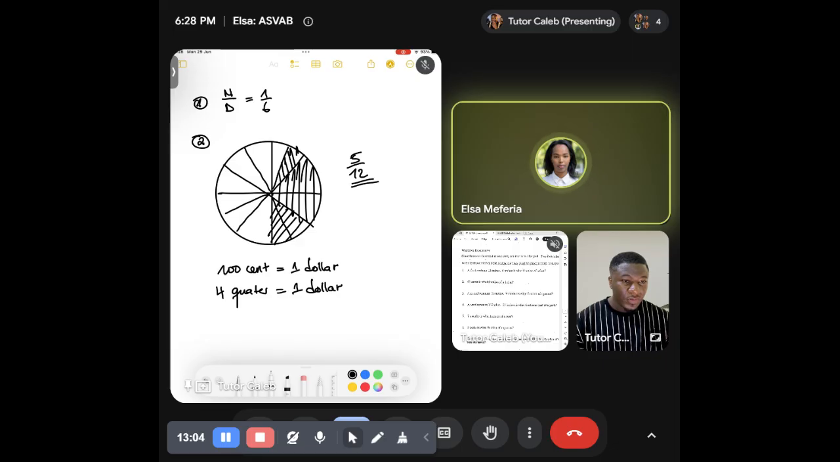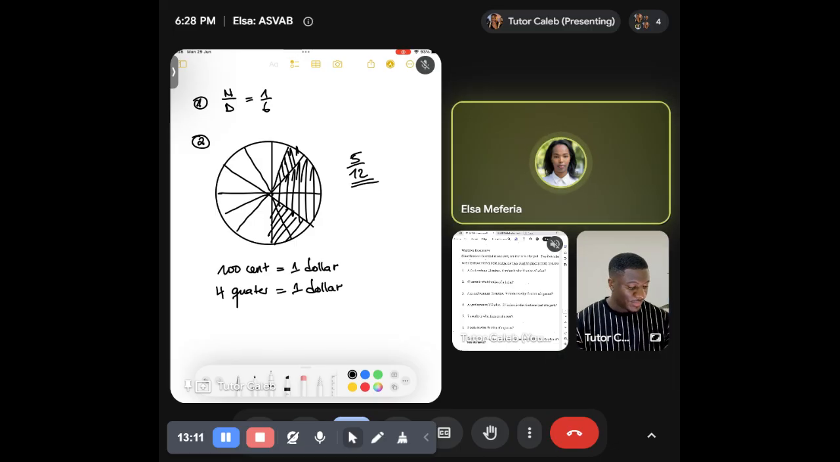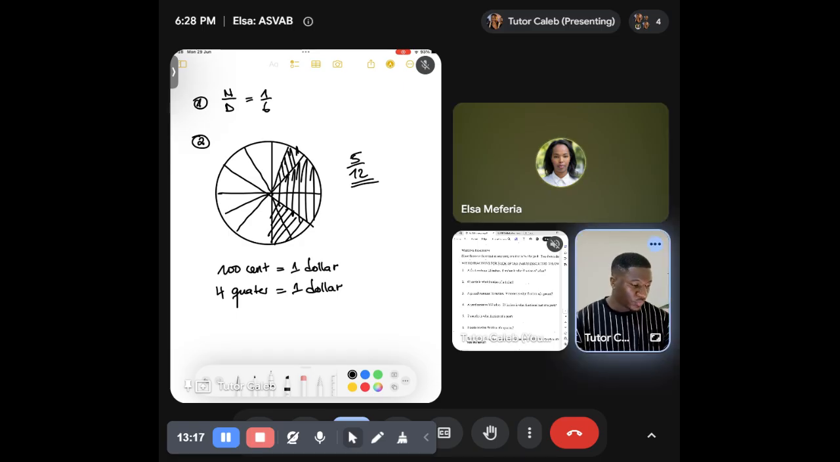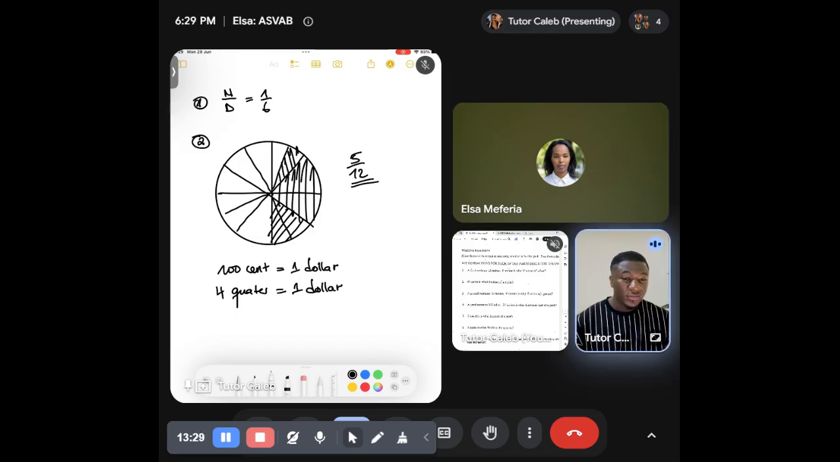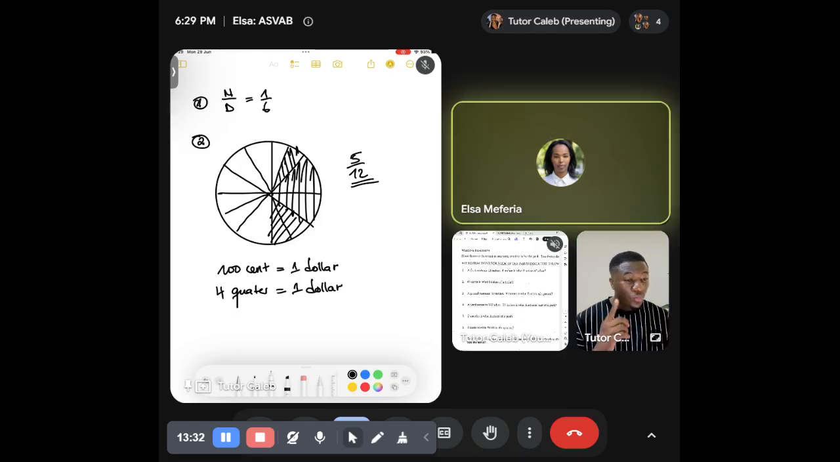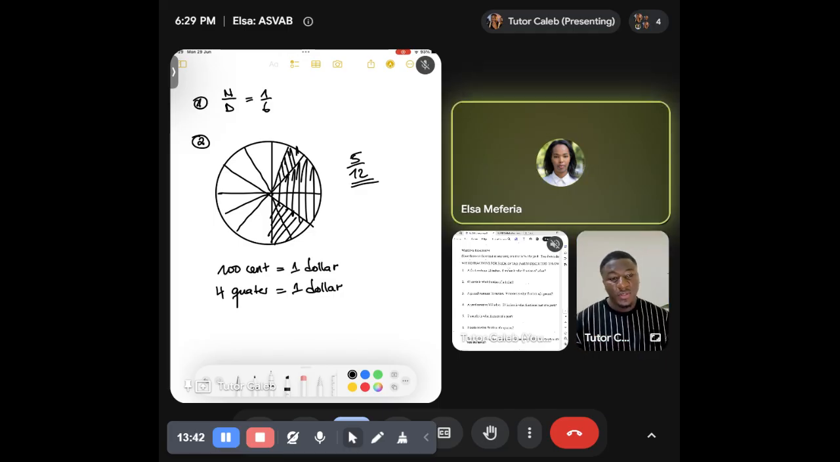I'm converting it to a coin in my head because that's how my brain thinks of it when it comes to a dollar, like money. Gotcha. Okay. We got this right now.